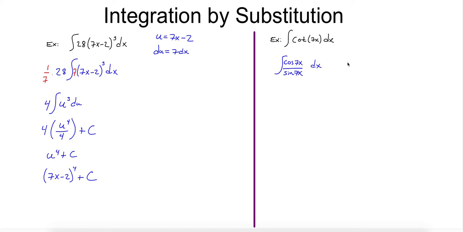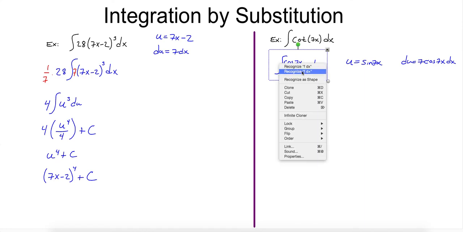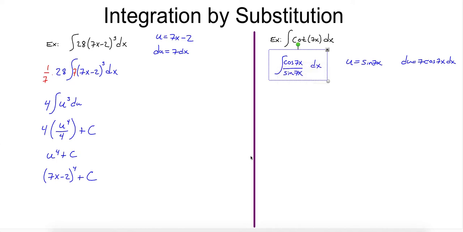So let's make u equal to sine 7x. The reason I'm making u the sine 7x is that I know that du is going to equal 7 cosine 7x dx. I know that the derivative of the sine is the cosine, right? And so I have all my pieces accounted for already. If I made u equal to the cosine, then I would end up with a negative sign on top, but I have the sine on the bottom, and it would be more difficult than I needed it to be.